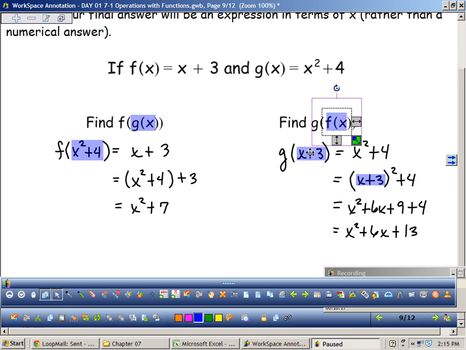We should have changed these. These should all be a different color, huh? Make them green.